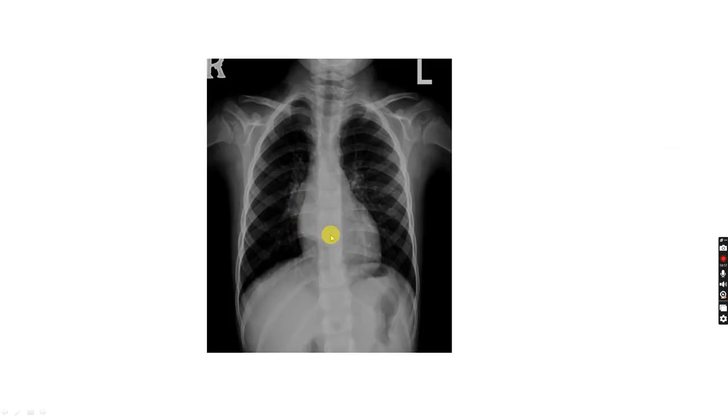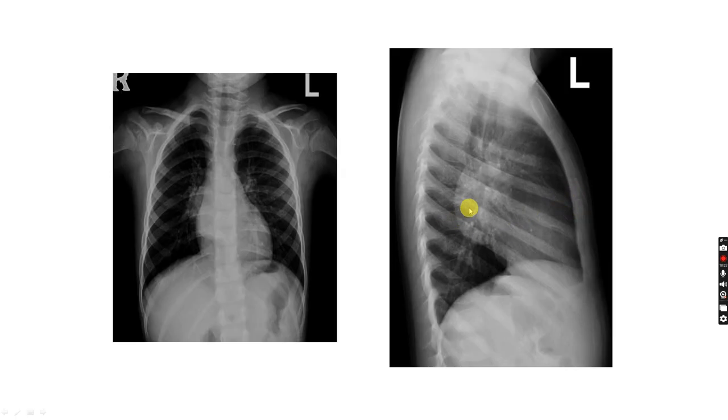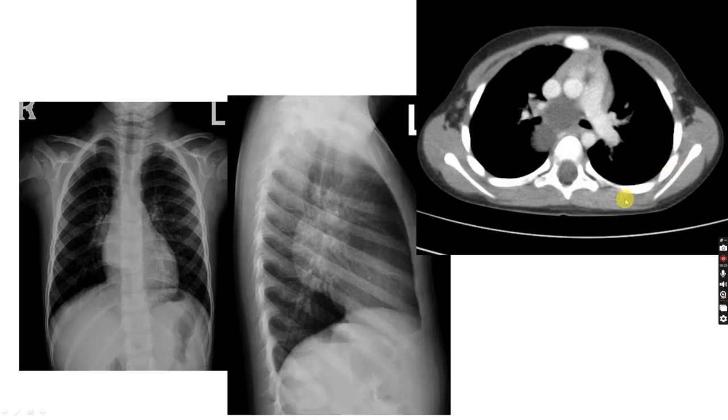This is a frontal chest radiograph showing the opacity here. On lateral, it is in the middle mediastinum, very round. In the subcarinal region, in the middle mediastinum, what can it be? On CT, you can see a cystic lesion, subcarinal, close to the carina, trachea. It has to be a bronchogenic cyst.